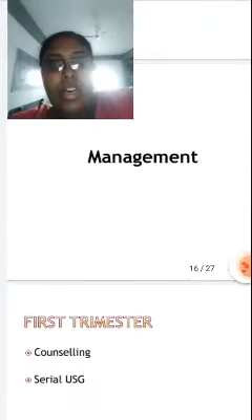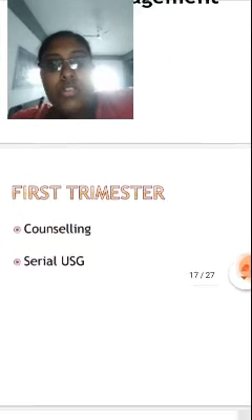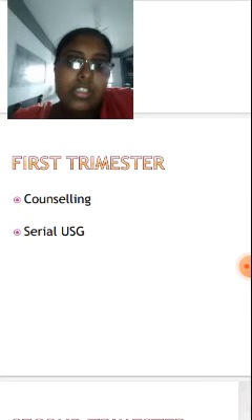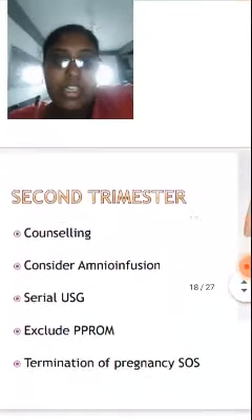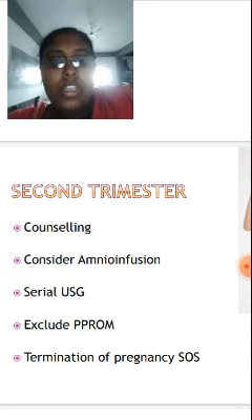The management includes first trimester counseling to the woman and serial ultrasonography periodically to assess the condition of the woman. In the second trimester also, counseling regarding the disease condition and psychological support, everything should be given. Then consider the amnio infusion.